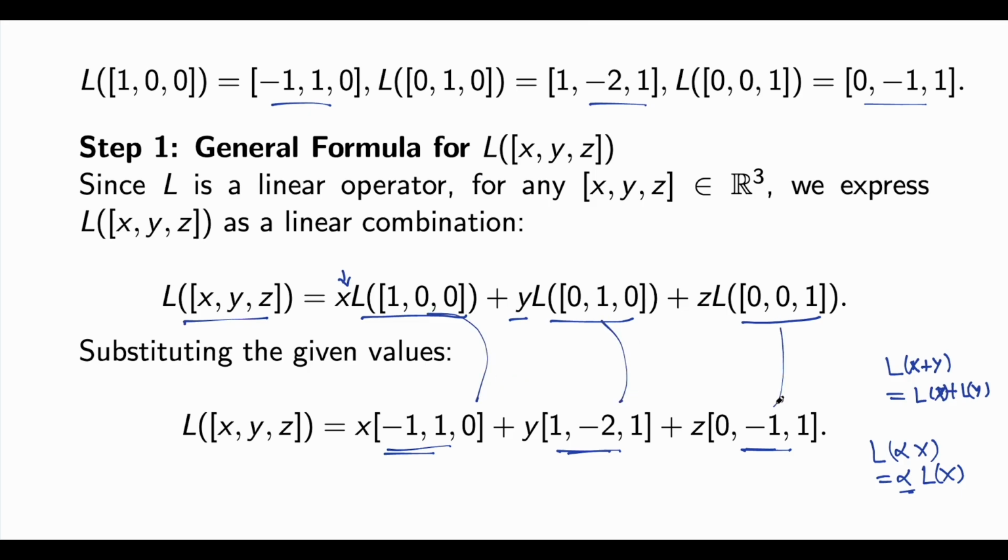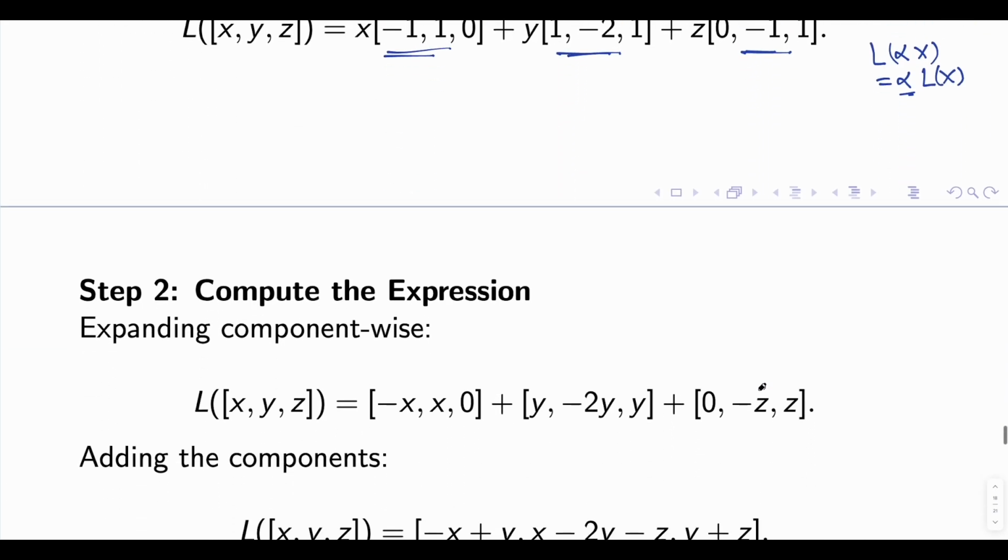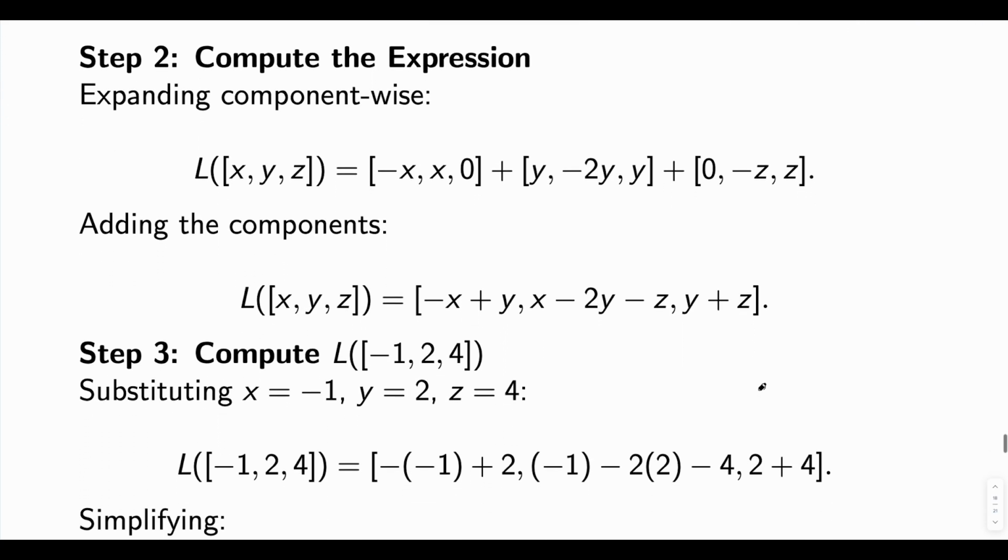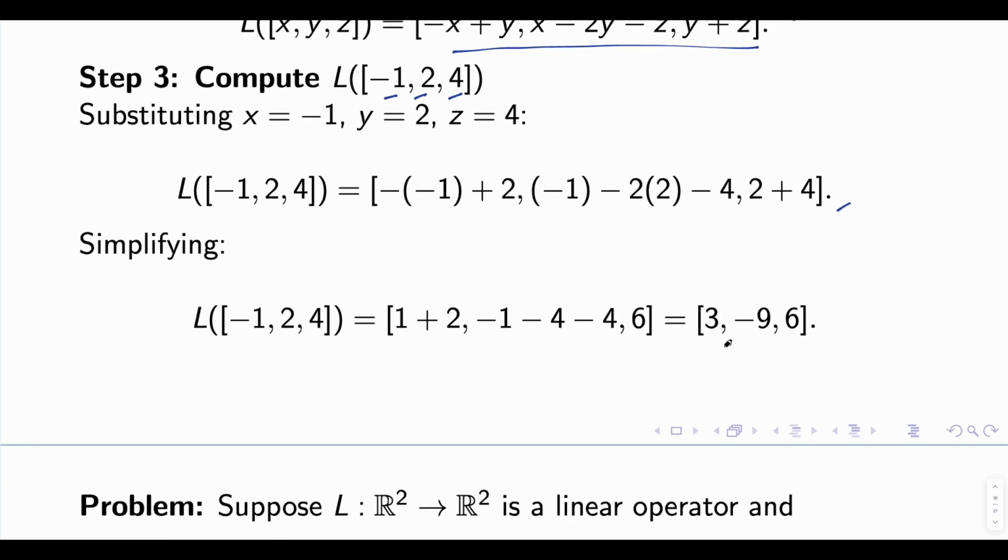These values are equal, and then we can find the general linear transformation. So after computing this expression, we are getting a general linear transformation. Once this is done, we can easily compute for x, y, z by putting in the values. So after simplifying, this is the value of the given transform.